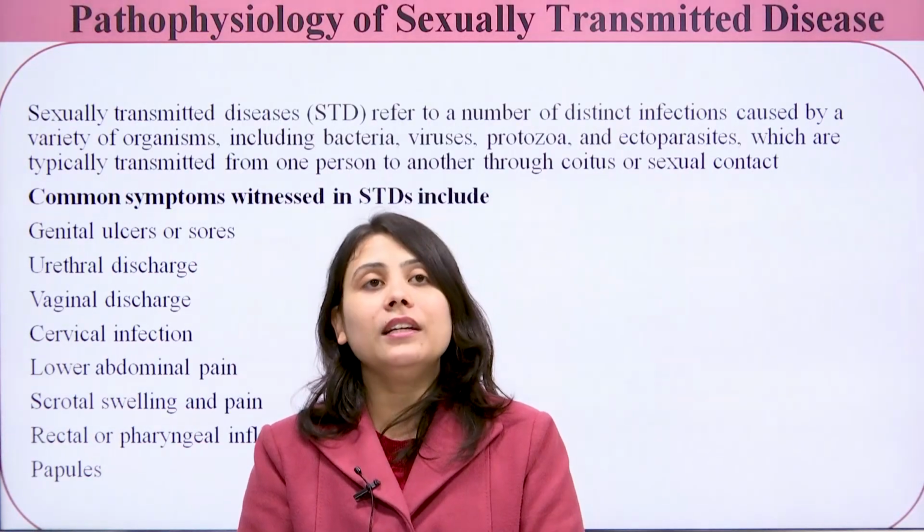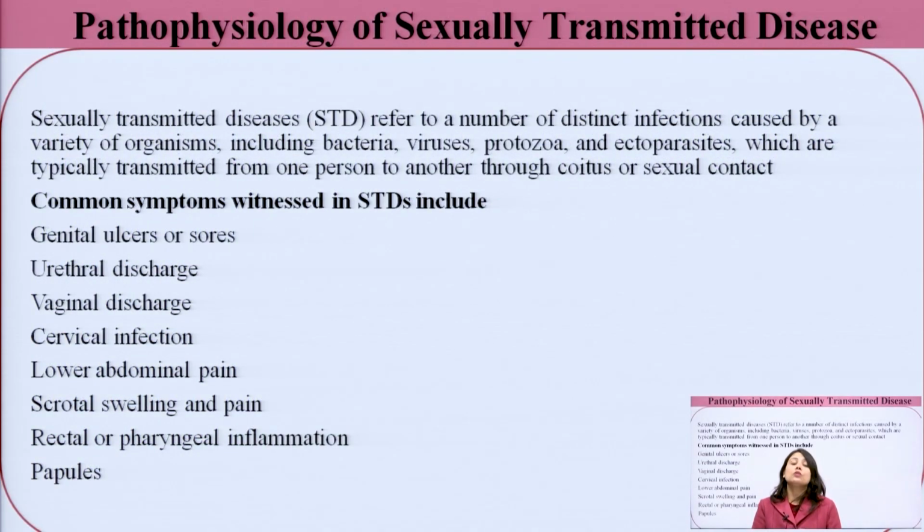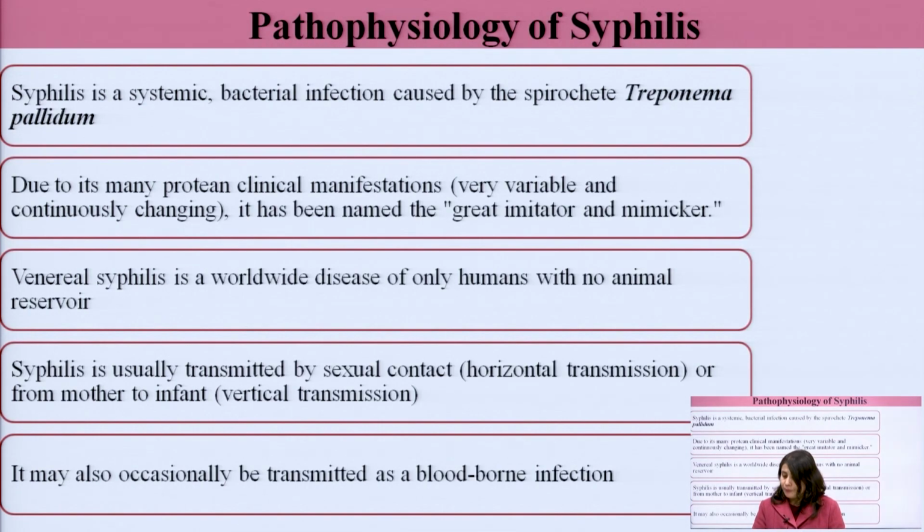In the previous lecture, I have already discussed what sexually transmitted diseases are. Sexually transmitted diseases, as the name suggests, are diseases caused by microorganisms that spread through sexual intercourse. The common symptoms witnessed include genital ulcers or sores, urethral discharge, vaginal discharge, cervical infection, lower abdominal pain, scrotal swelling and pain, rectal or pharyngeal inflammation where the rectal or oral route of sexual intercourse is involved, and the formation of papules, which are eruptions on the skin or the mucous membranes. We will begin with the pathophysiology of syphilis first.